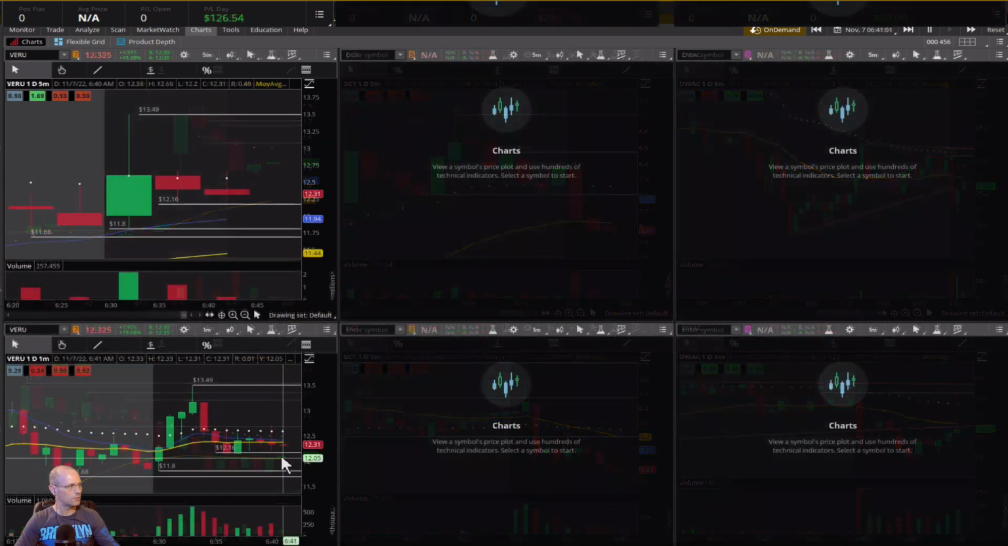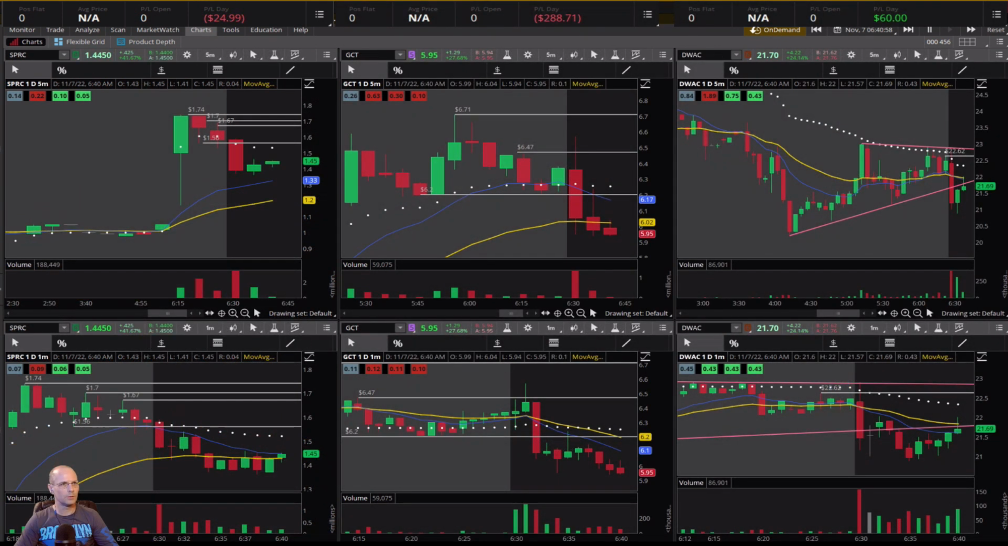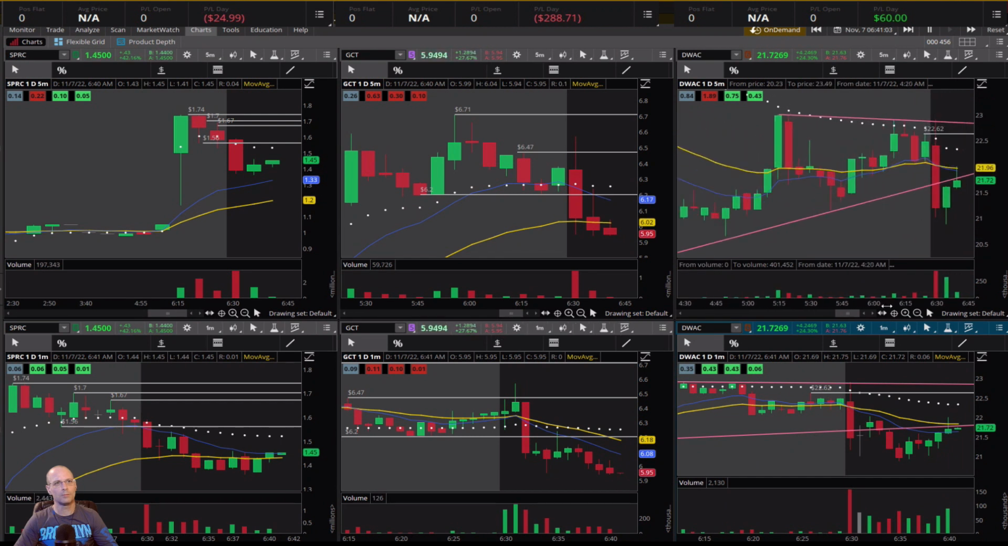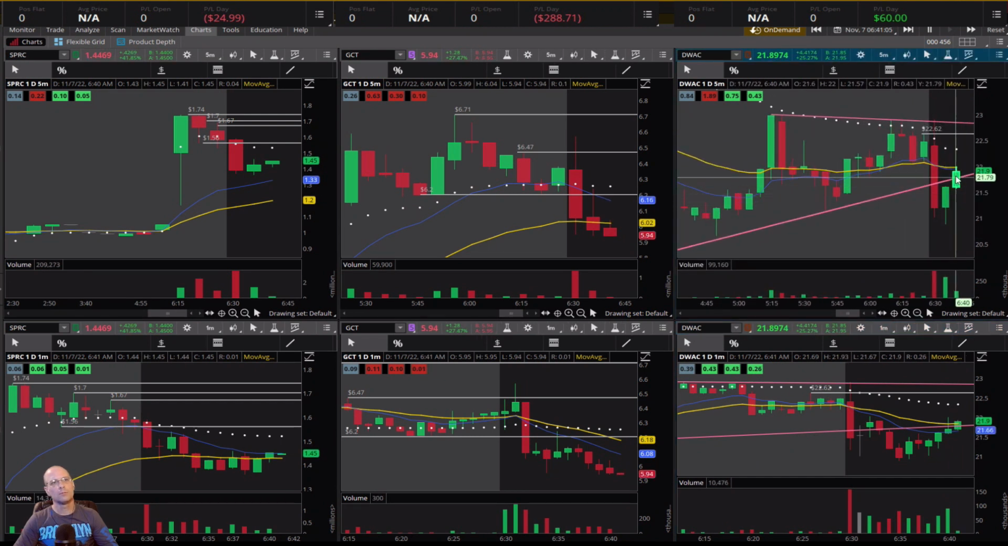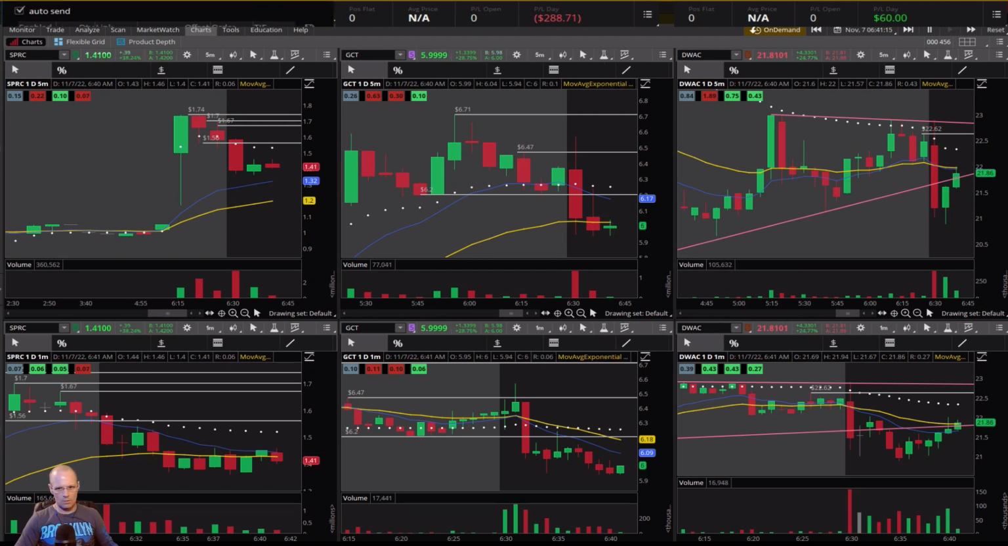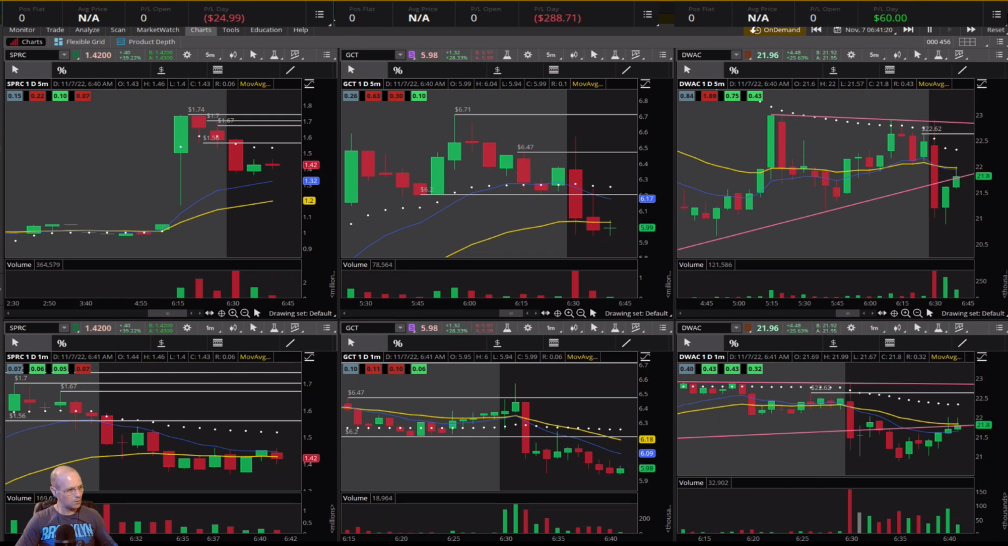I don't know if you just saw that right here. So we are rejecting DWAC. We are rejecting off of that pink line. You can see it up a little better on the 5-minute. Bulls want to close above it. So I'm down 127 on the day.